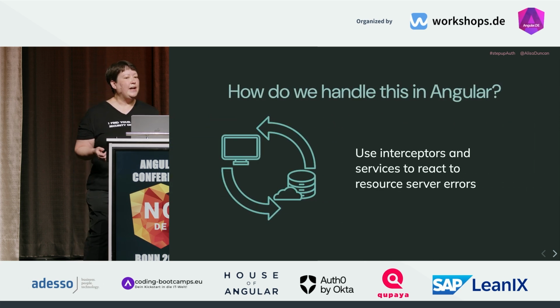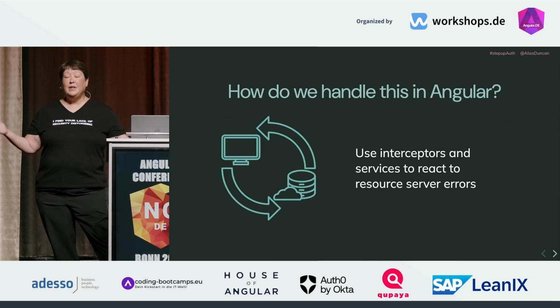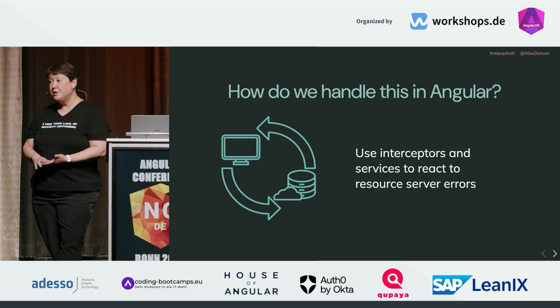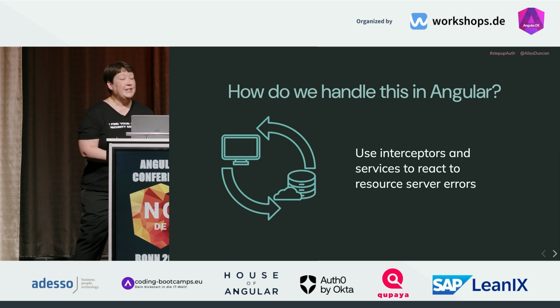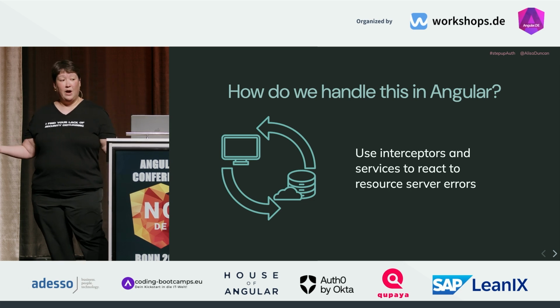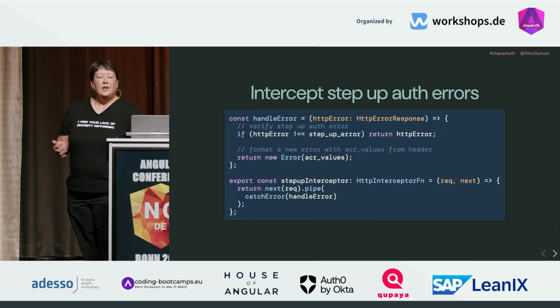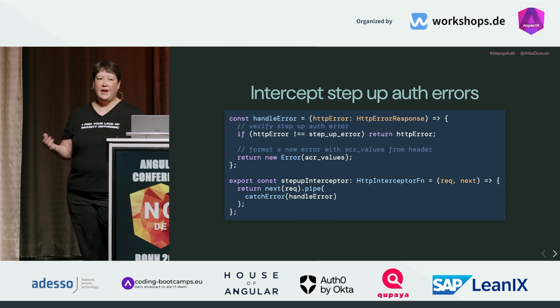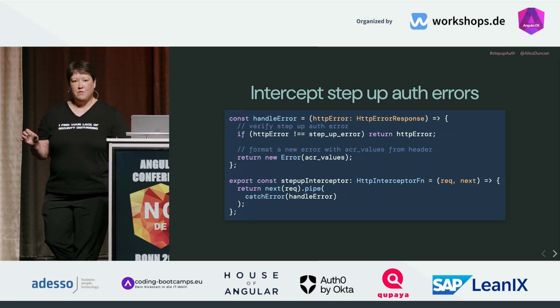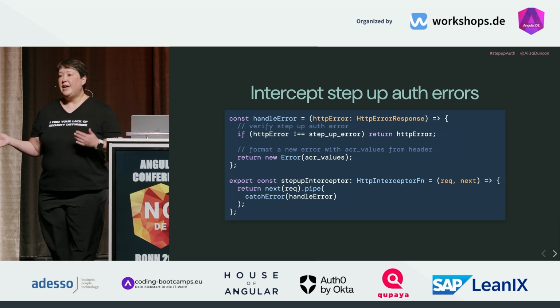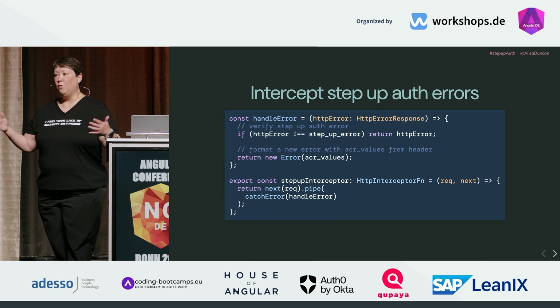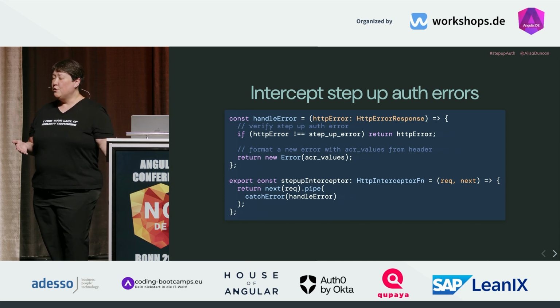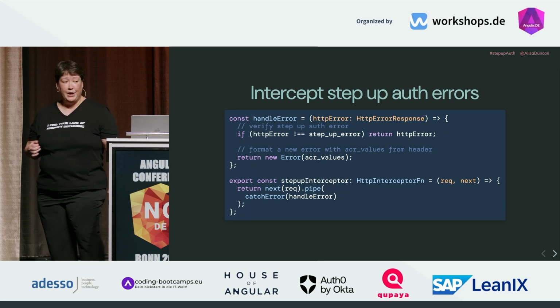And then how do we handle that in Angular? Well, building upon the basic building blocks that we've already talked about, such as the interceptors, and then you might throw in some services and things like that to help react to any API error that we get. In the interceptor, what we'll do is we'll catch the HTTP error and then handle it. We're going to handle it by making sure that that error is a step-up authentication error, and then grab the necessary bits of information from that standard error to get the ACR values into an error format that then we can work with in the rest of the code, because the interceptor is not where we should be having the user redirect for sign-in.